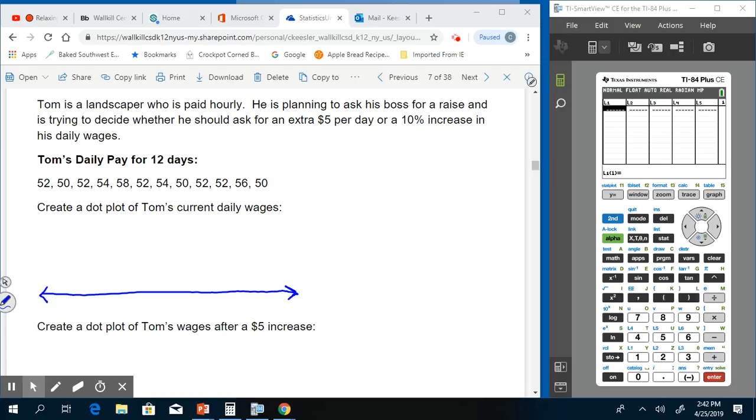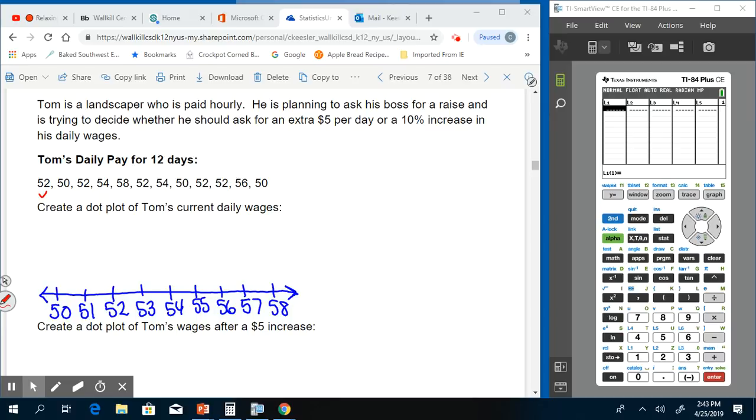So we have a lower value of 50 and a higher value of 58. So we need to make sure our number line includes all of that. So we're going to start with 50 and go all the way to 58. And then, hence the name dot plot, we're literally going to put dots above each number as it shows up.